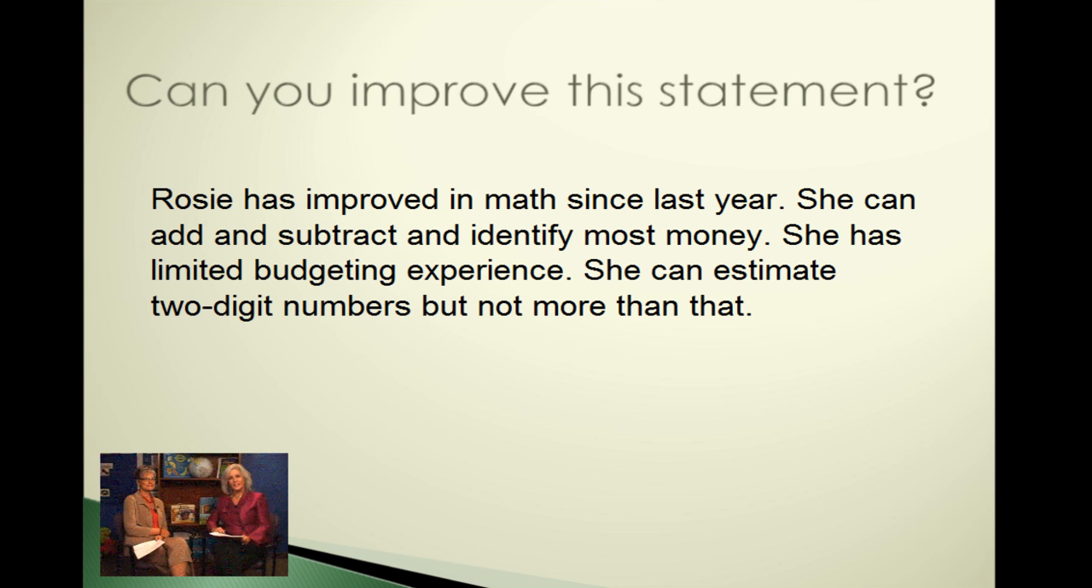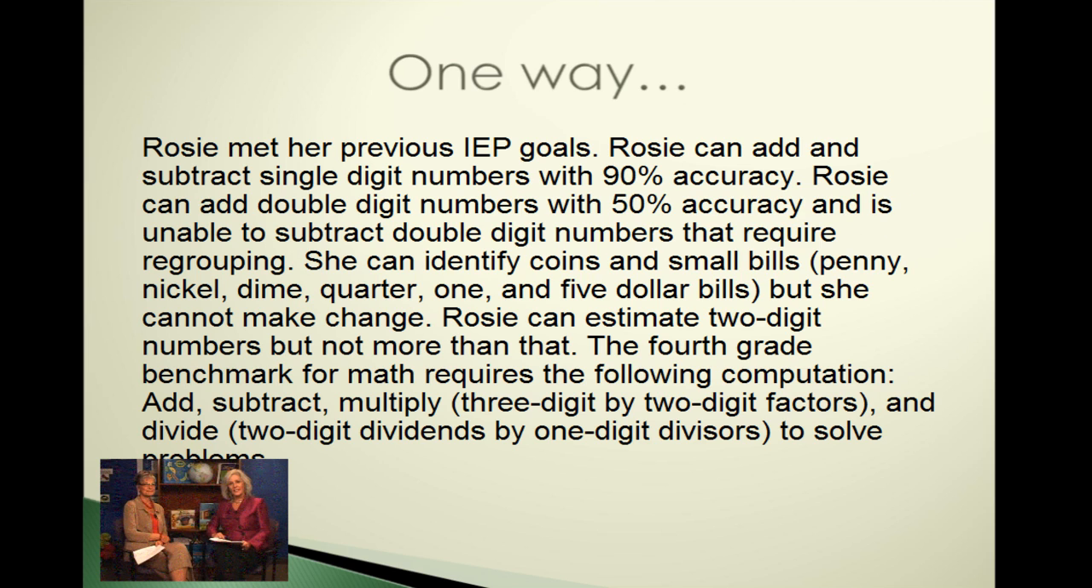Okay, now that you had a chance to improve Rosie's present level statement in math, here's another way you might do that. Rosie met her previous IEP goals. Rosie can add and subtract single-digit numbers with 90% accuracy. Rosie can add double-digit numbers with 50% accuracy and is unable to subtract double-digit numbers that require regrouping. She can identify coins and small bills, penny, nickel, dime, quarter, $1 and $5 bills, but she cannot make change. Rosie can estimate two-digit numbers, but not more than that.